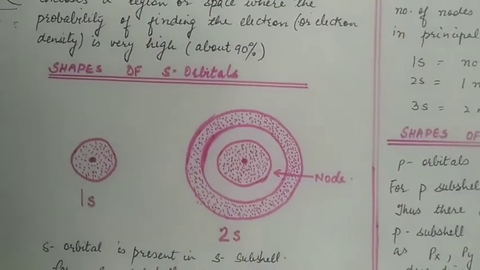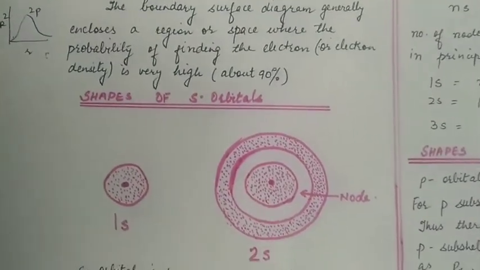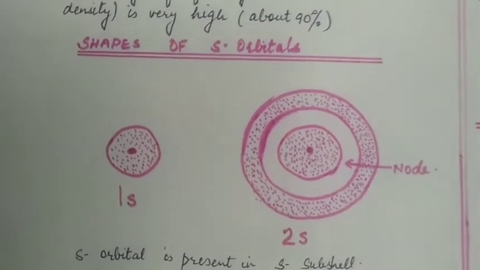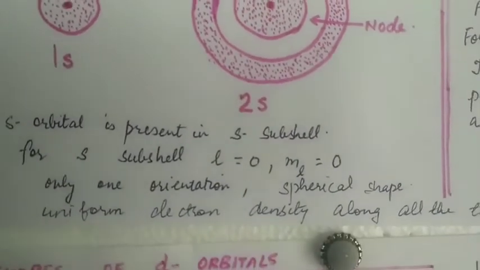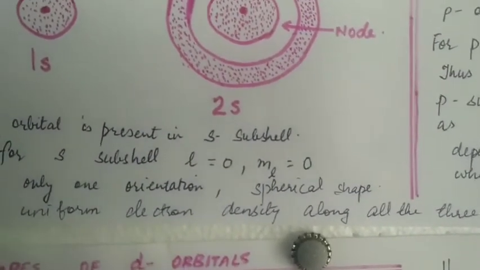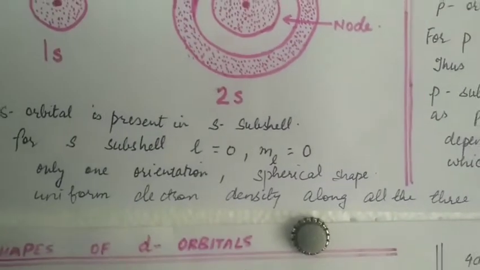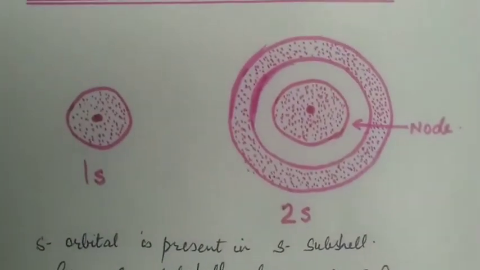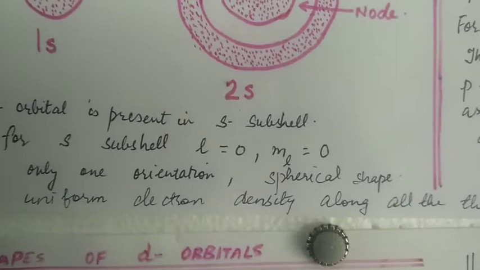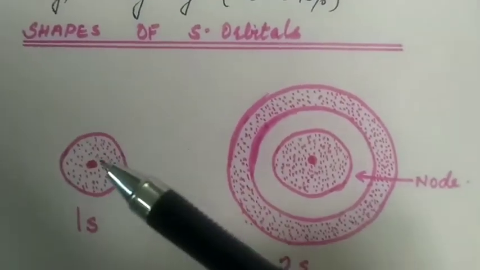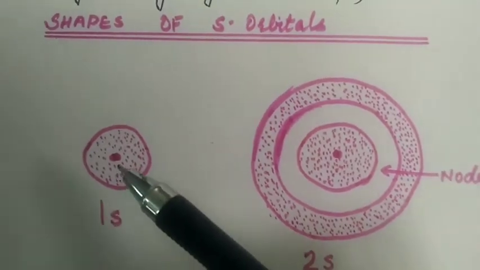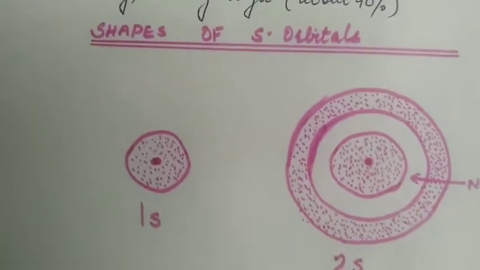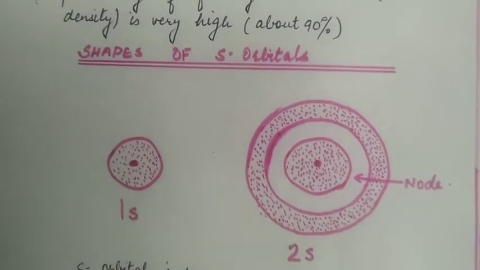So the shape of s orbital. The s orbital is present in the s subshell, and for s subshell the value of l is 0, as ml is also 0. So there is only one orientation, which is spherical in shape, and in this there is a uniform electron density around the nucleus. The probability of finding the electron is maximum near the nucleus and decreases as we move away from the nucleus.